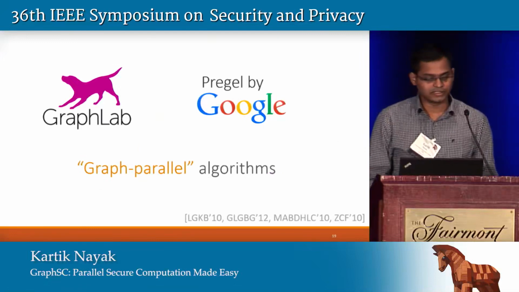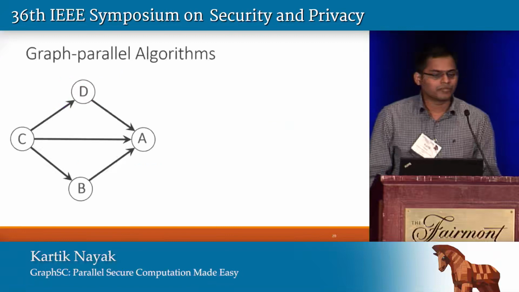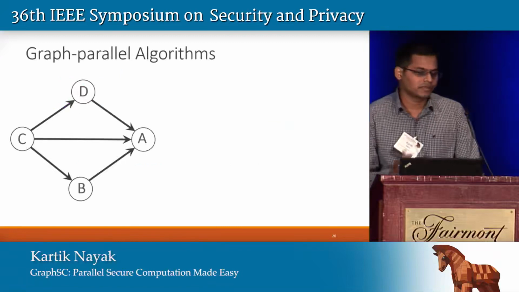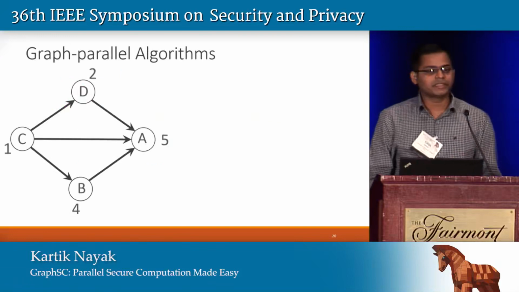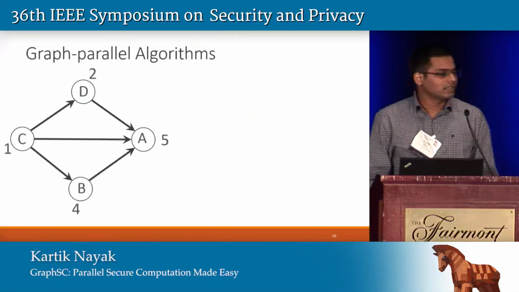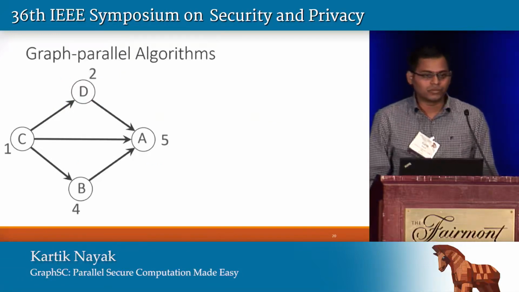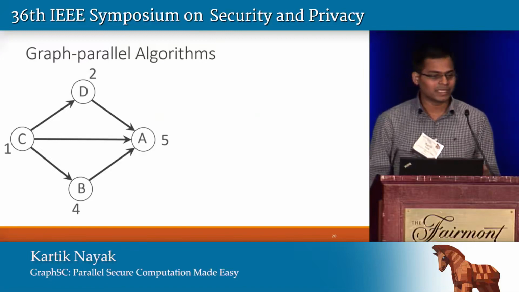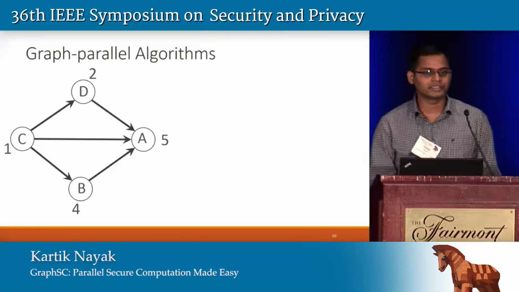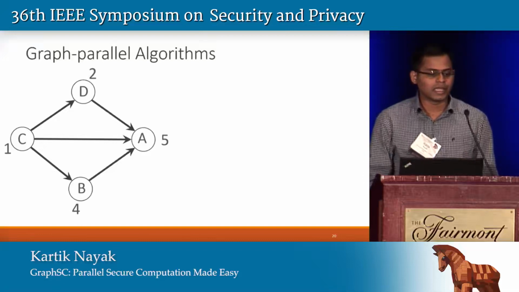So let us see how we can convert these graph parallel algorithms into oblivious versions while maintaining parallelizability. So what is a graph parallel program? Suppose you have this graph, and every vertex has some data associated with it. And in this paradigm, you think like a vertex. What that means is that every vertex performs some computation based on its neighboring vertices and edges and its own data. And all vertices do this in parallel.